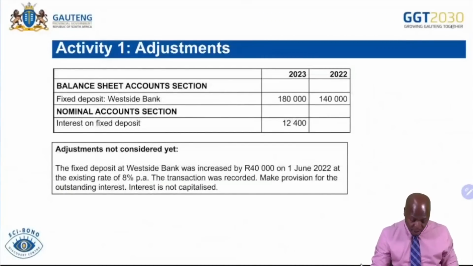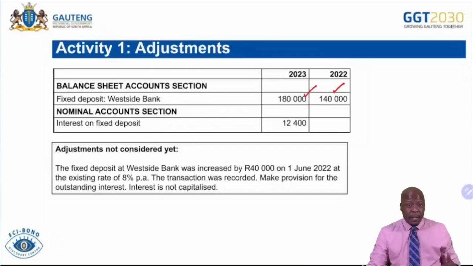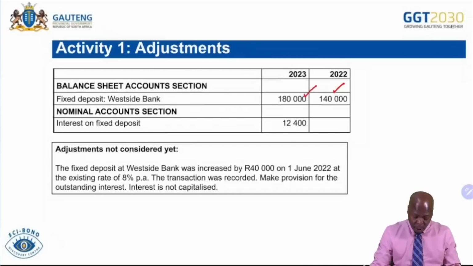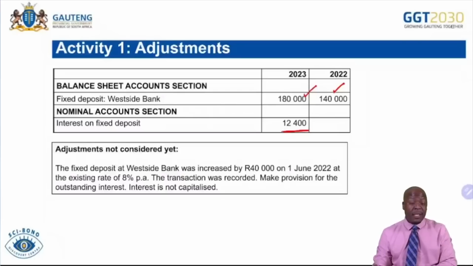And it reads, fixed deposit from West Side Bank. Okay, so we have a fixed deposit. In 2022, it was 140,000, and then it became 180. That means the fixed deposit has increased. All right, then the interest on fixed deposit that we've received is 12,400. This is the interest that we have received. Adjustments not yet considered.